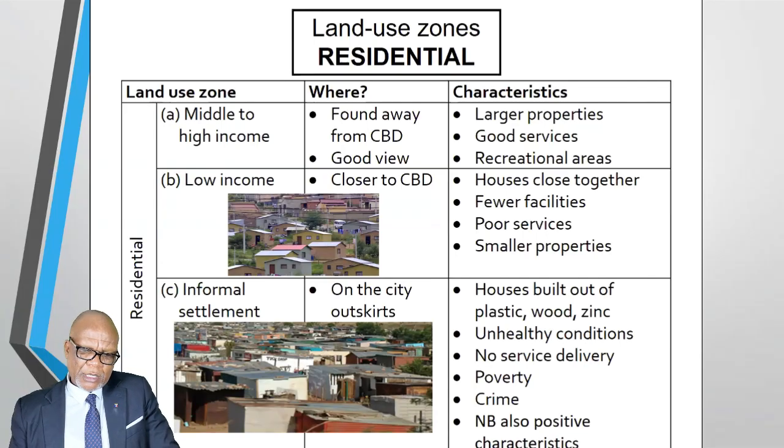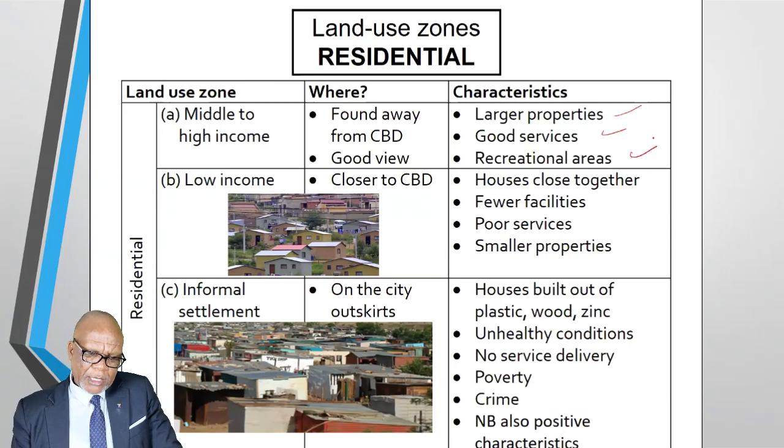So middle income is found away from the CBD, they've got good view, large properties, good services, and there's also recreational. And then we have low income, which is closer to the CBD. Why is it closer to the CBD? Because we say it is low income, and the people are working in the CBD so that people can save the cost of going to work.